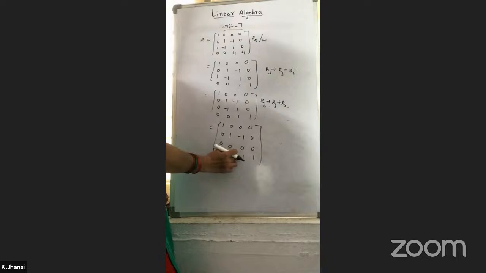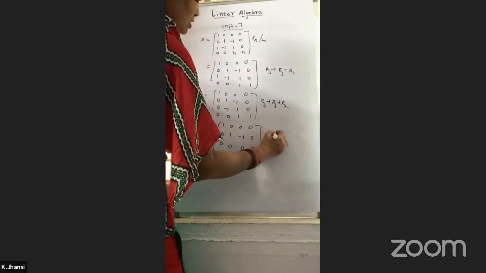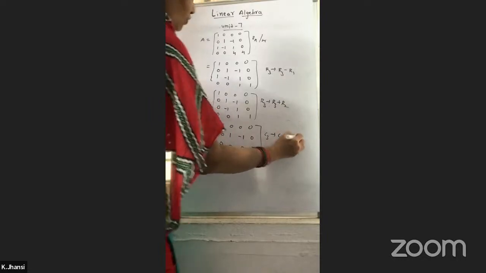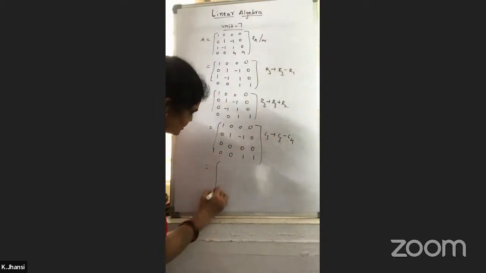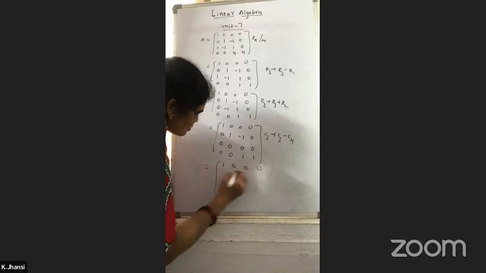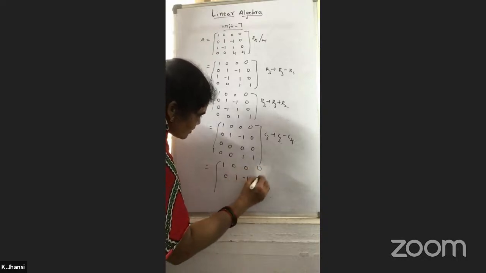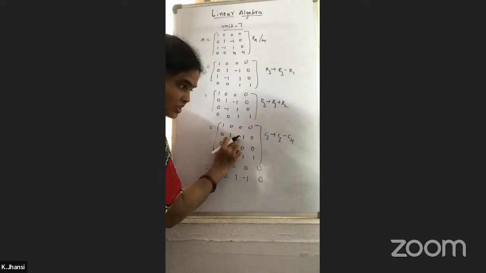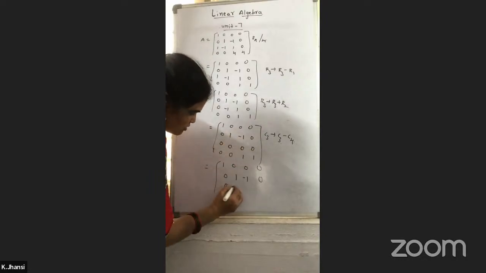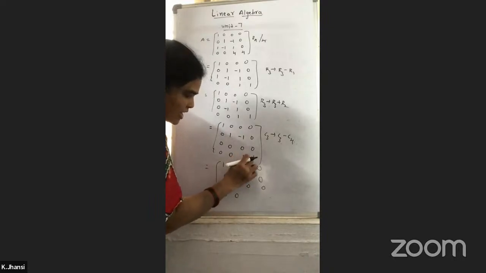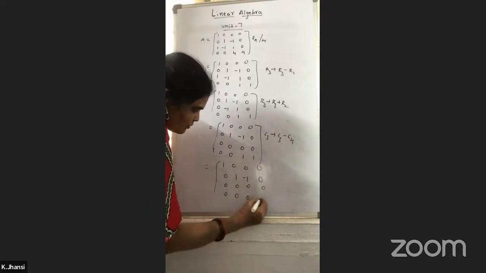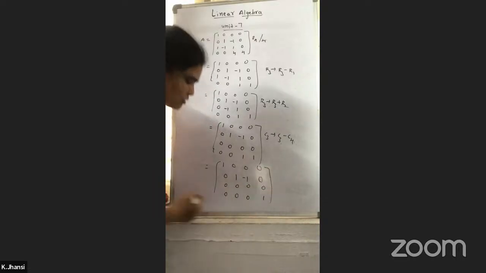Now C4 minus C1, or C3 minus C1 you can do. C3 is C3 minus C4. So you will get this as 1, 0, 0, 0, 0, 1, minus 1, 0. C3 minus C4 means here only minus 1 you will get. So 0, 0, 0, 0. This is 0, 0. C3 minus C4. 0. Here 1. Okay.